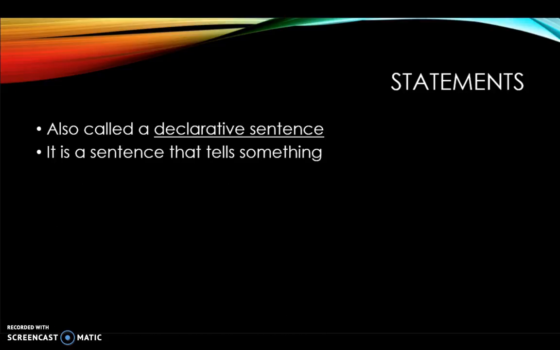It is a sentence that tells something. It's just a statement, and it always ends with a period. So for example, moose are tall.